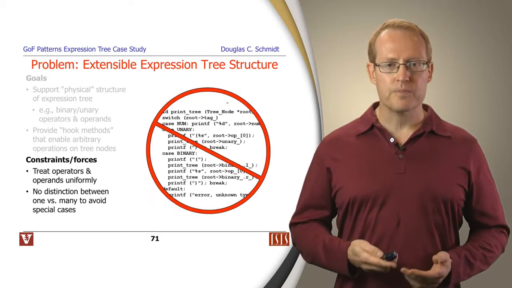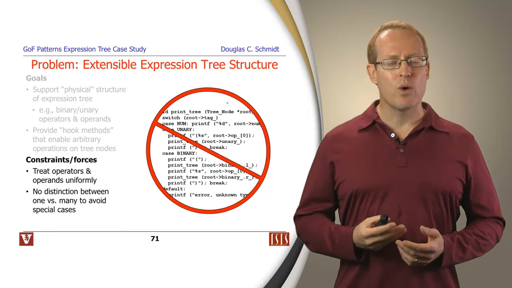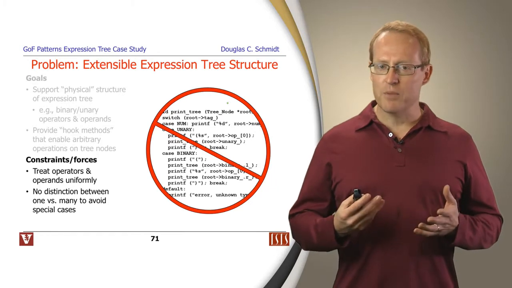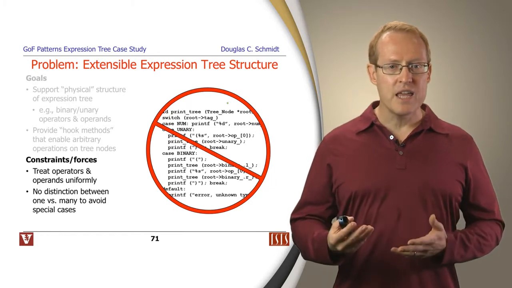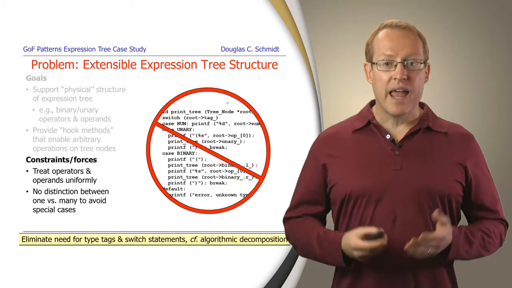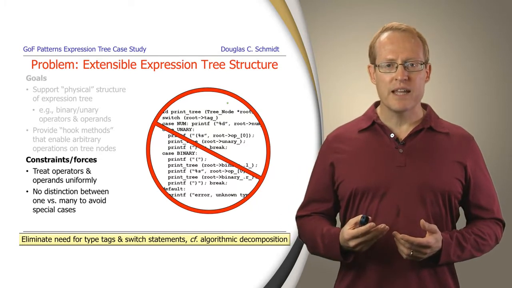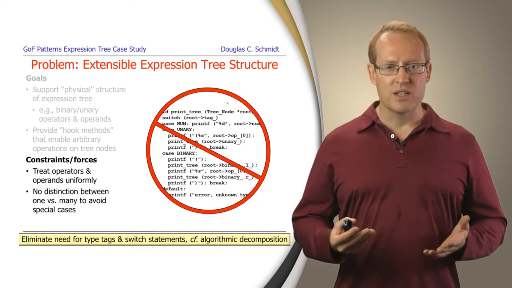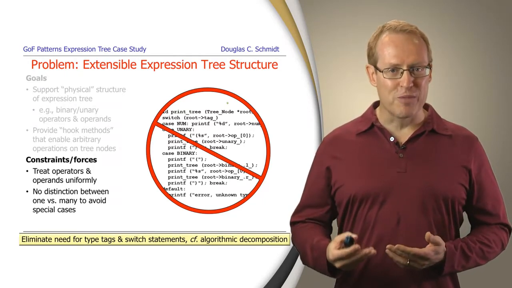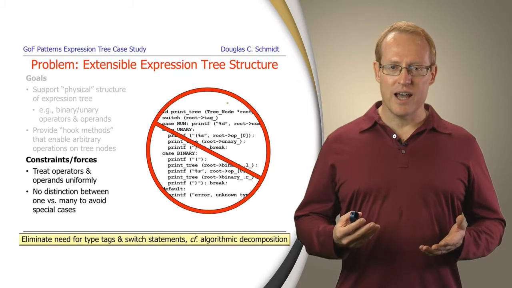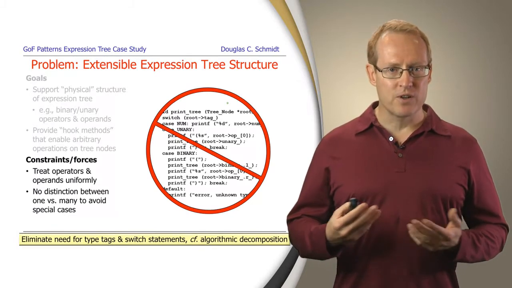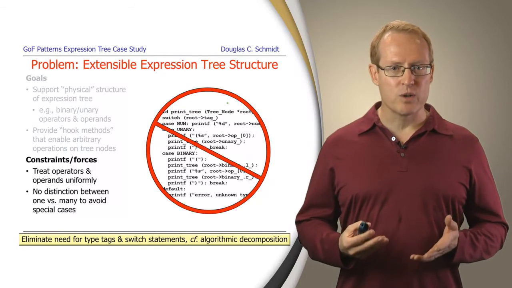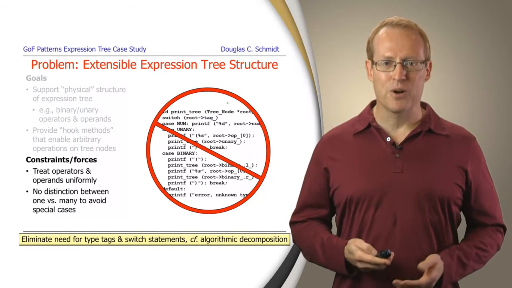Some of the constraints here: we want to be able to treat operators and operands in a uniform way. We don't want to have to make distinctions between one and many to avoid special cases. Another thing we're going to do is eliminate the need for any kind of switch statements and type tags, which is something that we were not able to do with our algorithmic decomposition. I mentioned in a previous part how that made it more difficult to evolve the expression tree processing application without having to do major surgery to the code, which is tedious and error-prone.